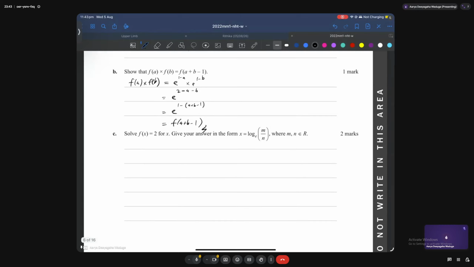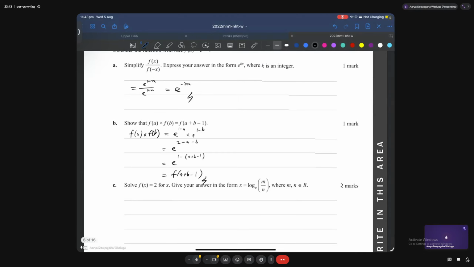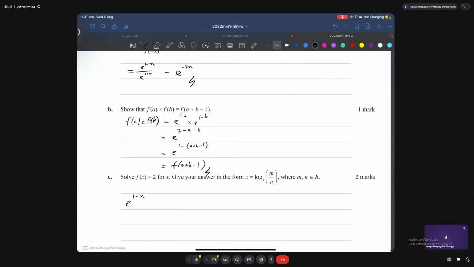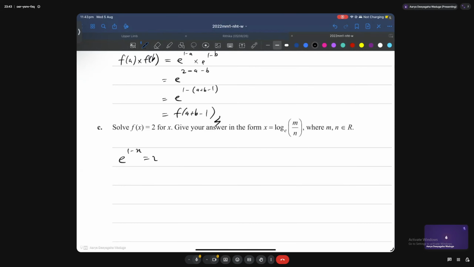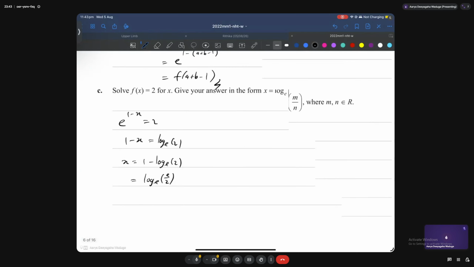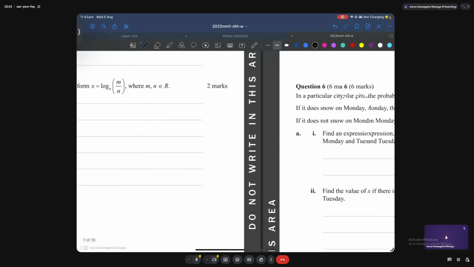Solve f of x is equal to 2. Okay, so we could say that e to the 1 minus x is equal to 2. Then we could just take the log on both sides. 1 minus x is equal to log e of 2. And then x is just going to be 1 minus log e of 2. And therefore, this is just going to be log e of e over 2, because the 1 is equal to log e of e, and then when you subtract the two log expressions, you can use the log law to divide the two insides, essentially.